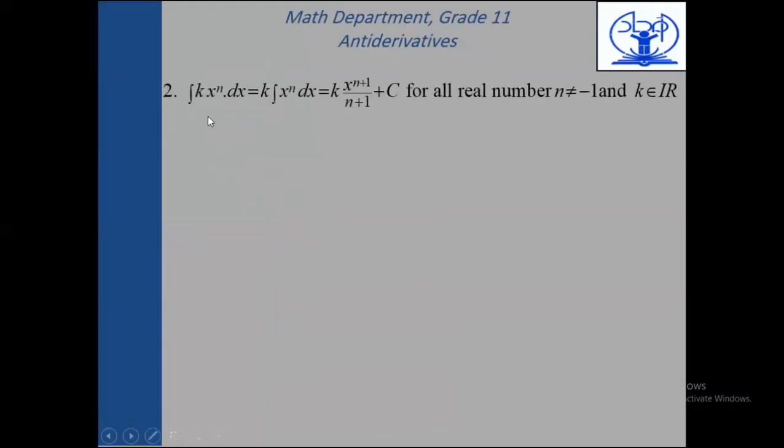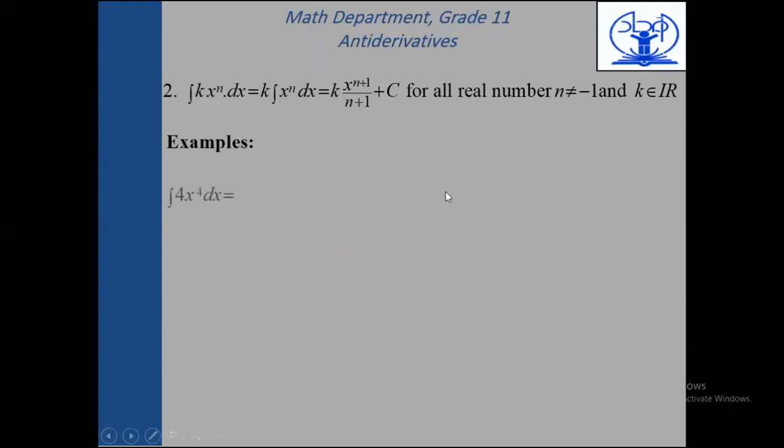Rule 2. If the function or the integrand is k, where k is a constant, not an expression depending on the variable, if it is a constant times x to the n, you can forget about this k. You can keep it outside the integral. Then you do the integral of x to the n.